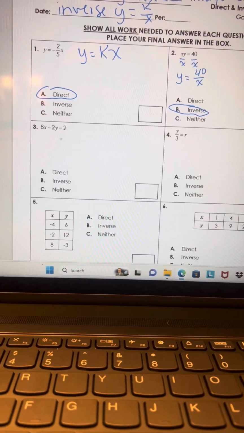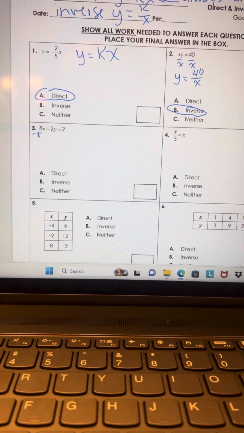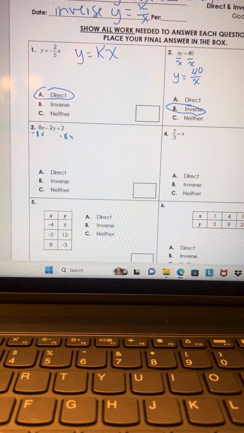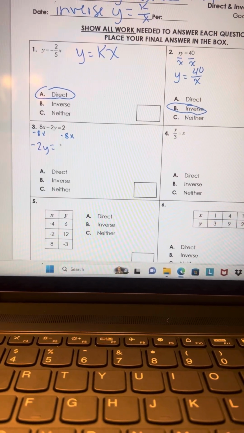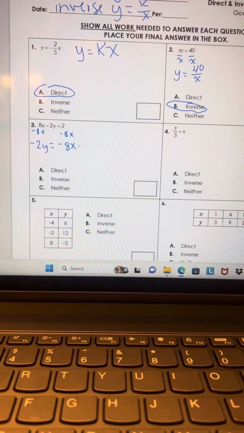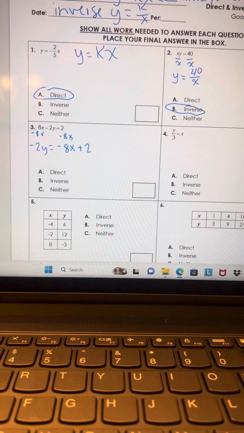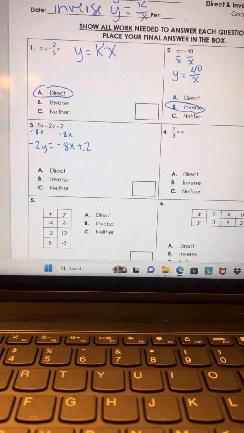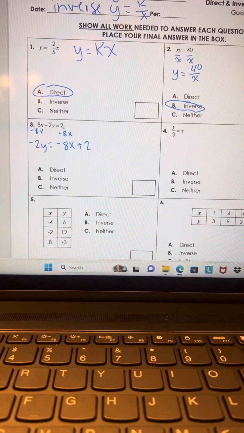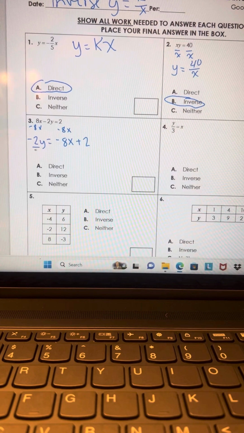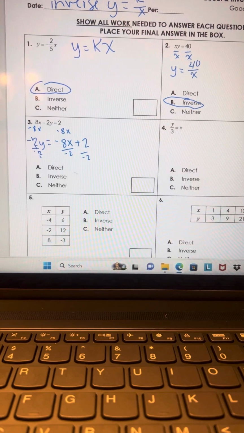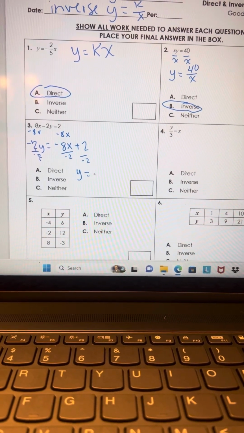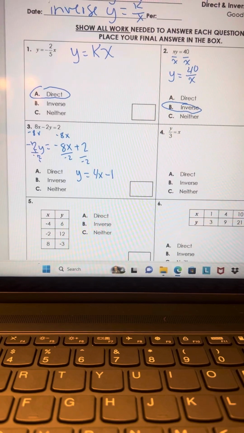Okay, so now looking at number 8, you have to get y by itself. So subtract 8x. That gives you negative 2y equals negative 8x plus 2. So I did that negative 8x, and that positive 2 is where this plus 2 comes from. Divide everything by negative 2. And doing so leaves you with y equals 4x minus 1.